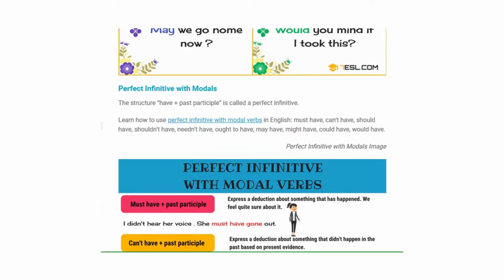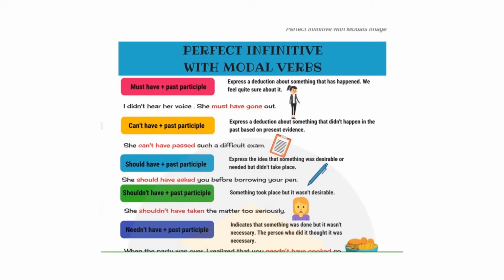Okay, so we have perfect infinitive with modals. The structure have plus past participle is called a perfect infinitive. So we learn how to use perfect infinitive with modal verbs in English. We have must have, can't have, should have, shouldn't have, needn't have, ought to have, may have, might have, could have, would have. Okay, so we go to some details. We have perfect infinitive with modal verbs.